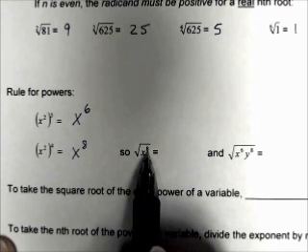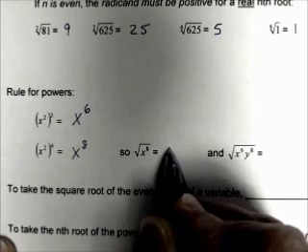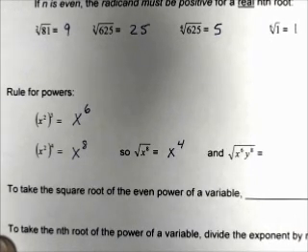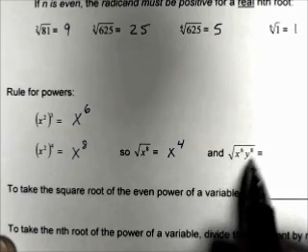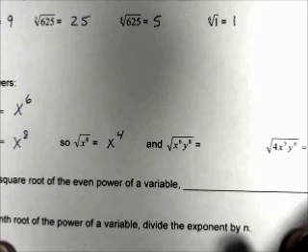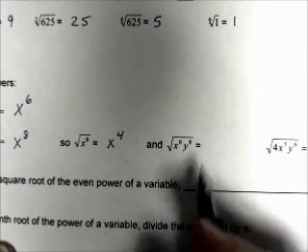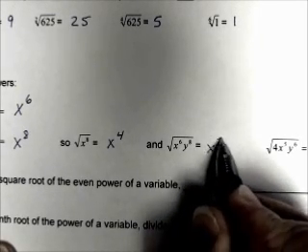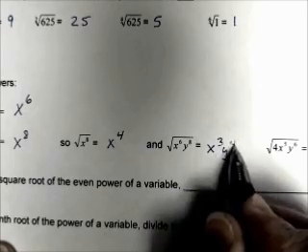So the square root of x to the 8th, take the exponent 8, divide it by 2. That's x to the 4th. The square root of x to the 6th, y to the 8th. Again, take each exponent, divide by 2. So that will give us x to the 3rd, y to the 4th.